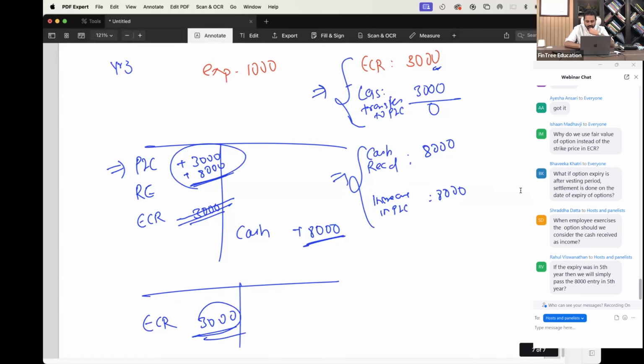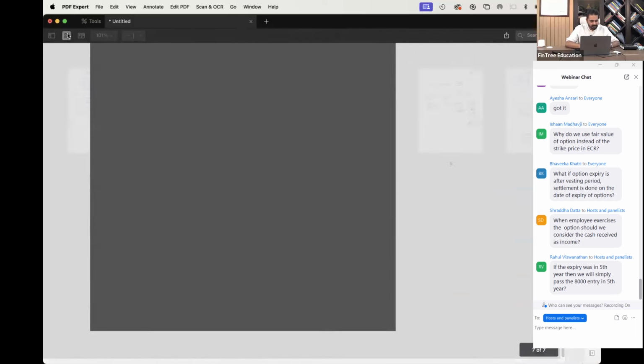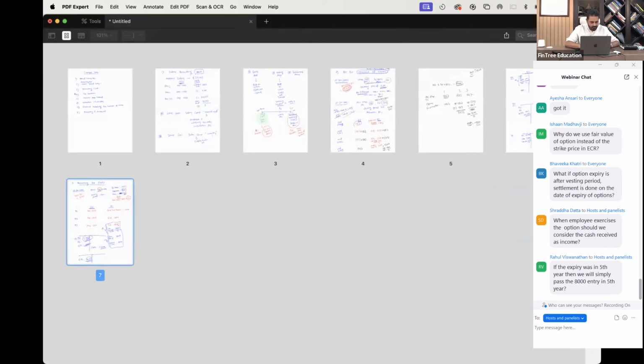If expiry was in the 5th year, we'll simply pass the 8,000 entry in the 5th year. Yeah, the 3,000 entry, you're right. Both the 3,000 entry and the 8,000 entry are passed in the 5th year. These two entries are passed when options are exercised. It's as simple as that. Okay, all right. I hope you guys are with me on this.